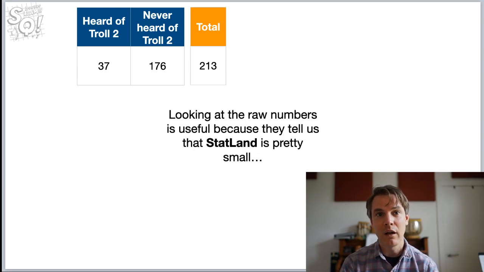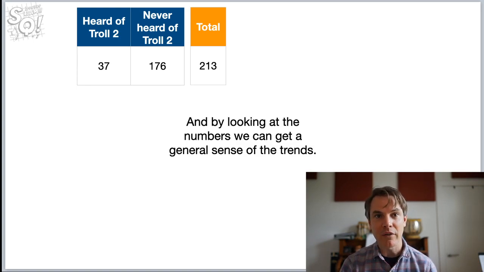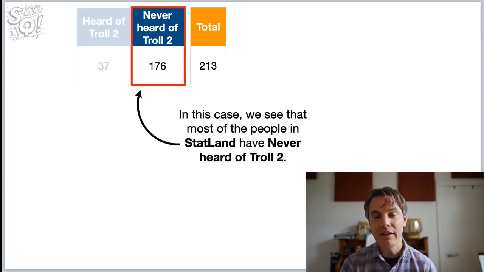And looking at the raw numbers is useful because they tell us, one, Statland is pretty small, and that whatever analysis we do only applies to a handful of people. So it's always important to kind of know what size population we're talking about. And by looking at the numbers, we can get a general sense of the trends. And in this case, we see that most of the people in Statland have never heard of Troll 2.